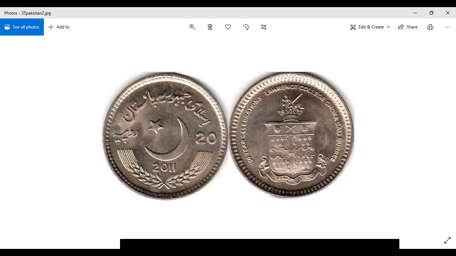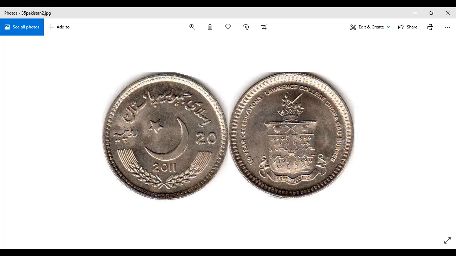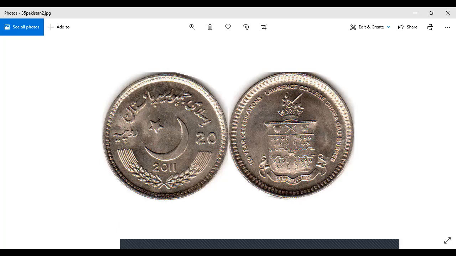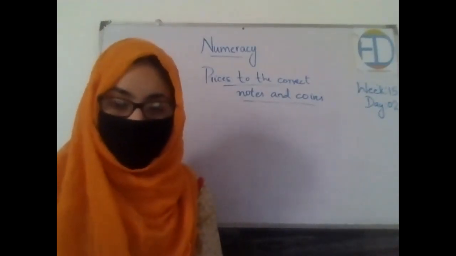Yes, okay. So it looks like this from one side, 20, and again, this side is similar to 5 rupees, 2 rupees and 10 rupees. So all of these four coins look similar from one side. How do they look similar? Because on one side we have the star and moon, and the other side is different. So these were the 5 coins that we have in Pakistani currency.